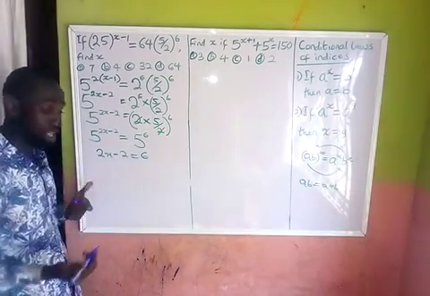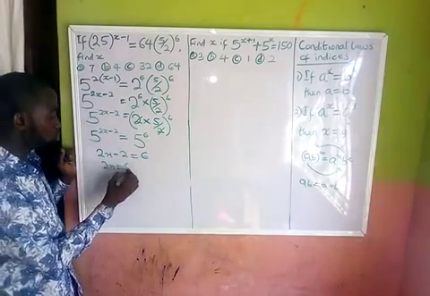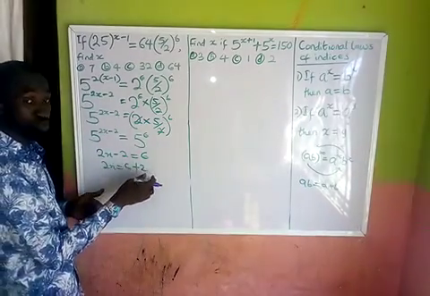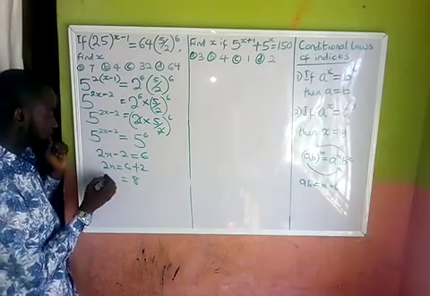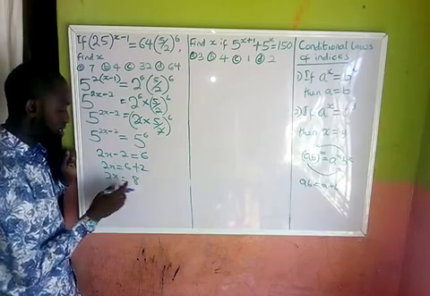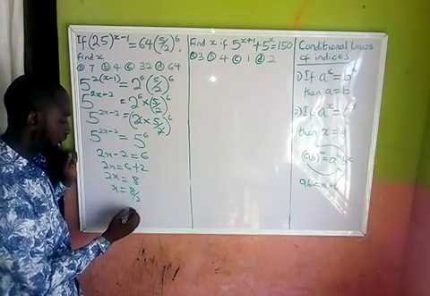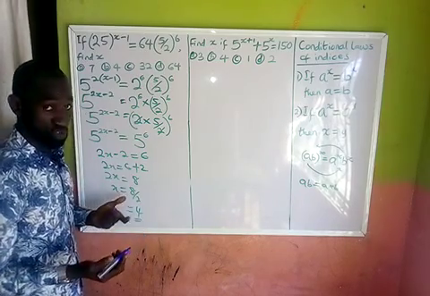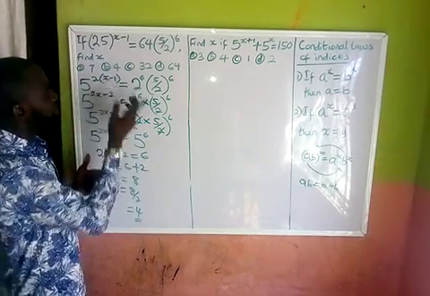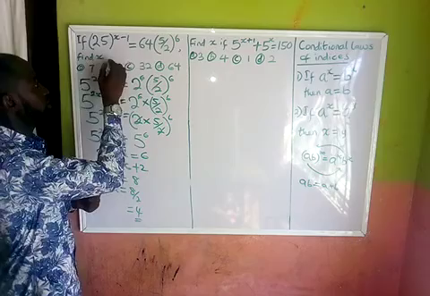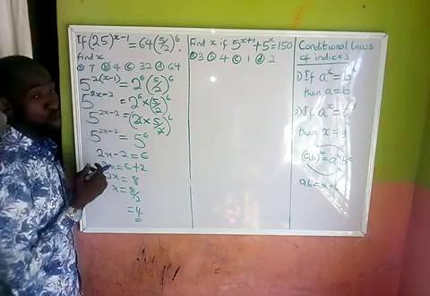Equals 6. To collect like terms, we have 2x equals 6 plus 2. 6 plus 2 will give us what? 8. Then we have 2x equals 8. Make x the subject of the formula. We have x equals 8 all over 2, and 8 all over 2 will give us 4. So the correct answer to this question is 4, which is option B.